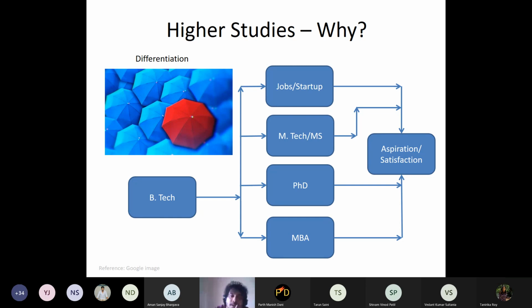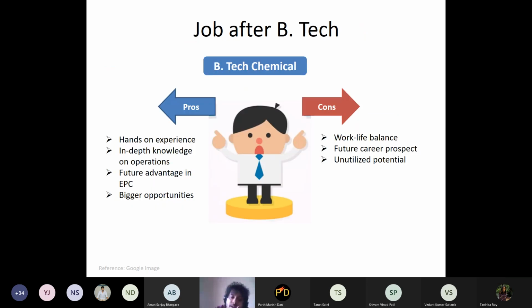Now with that, I can go to the next slide, where I'll explain what the pros and cons are if I'm doing a job after B.Tech. Now it's not a black and white thing the way I have tried to explain. For the sake of simplicity, it's a gray area. Why is it a gray area?